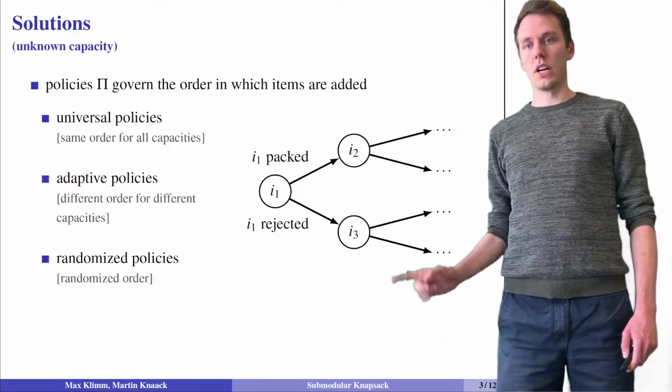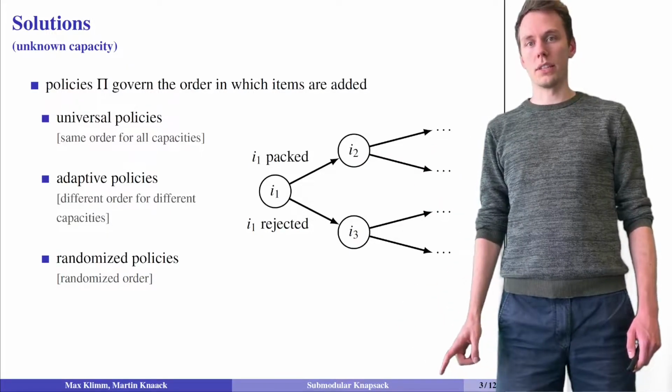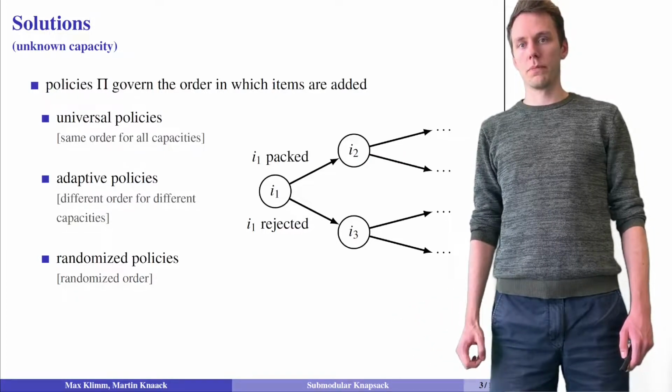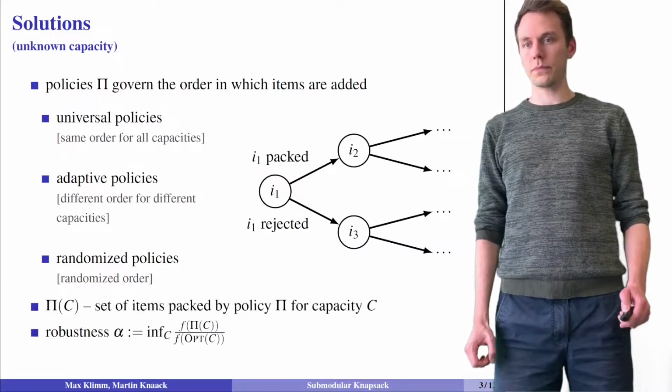And last but not least, there are also randomized policies. Here, an item is chosen by the policy with a given probability, but we are not looking into randomized policies that much in this talk.